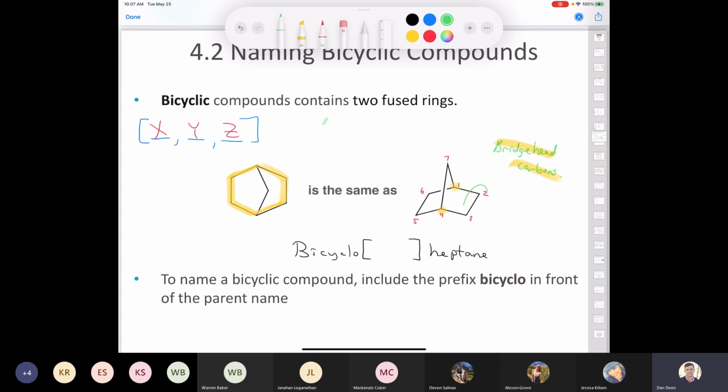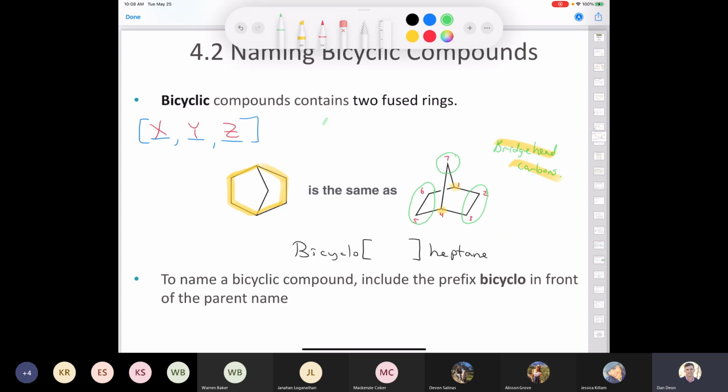So we have 2 carbons here. We have 2 carbons here. And how many carbons are in the last bridge? And it's not a trick. How many carbons in the last bridge? So we have 2 carbons in one of them. Yeah, there's just 1.